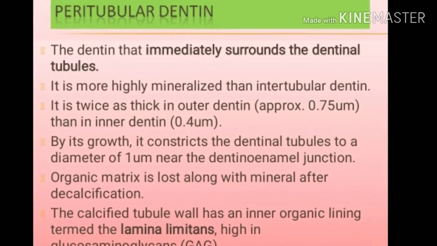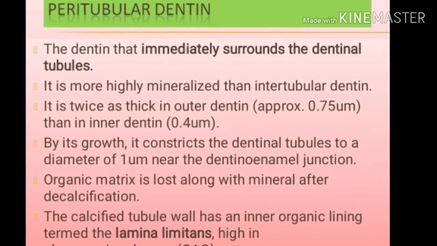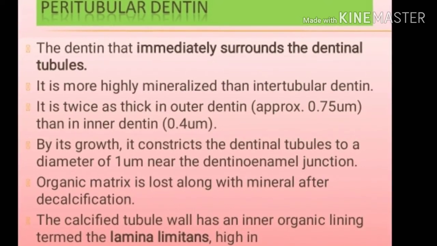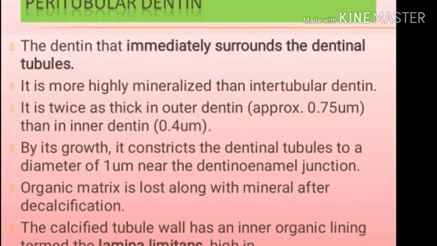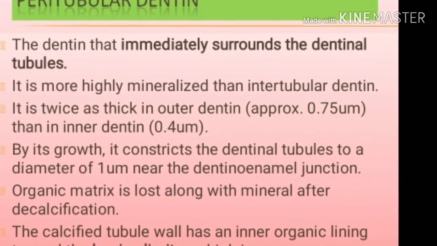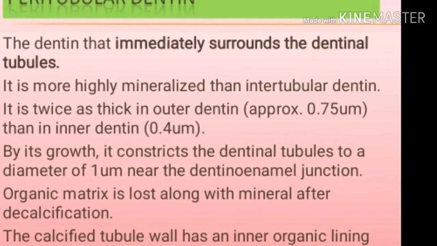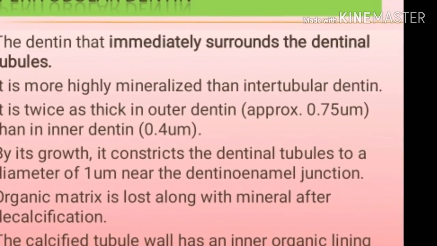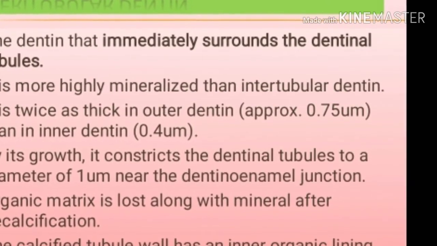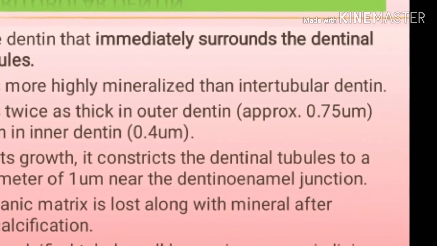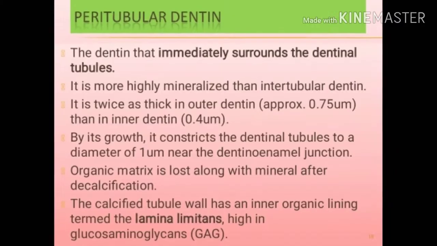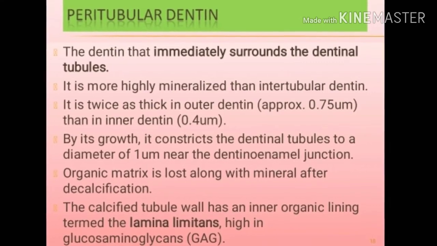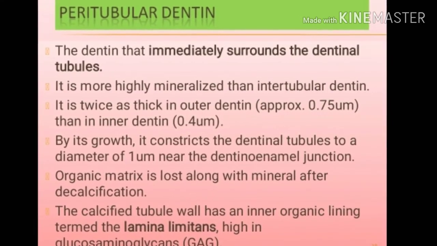Organic matrix is lost along with the mineral after decalcification. The calcified tubule wall has an inner organic lining termed the lamina limitans, high in glycosaminoglycans. Intertubular dentin forms the main body of dentin. It is located between the dentinal tubules, or more specifically between the zones of the peritubular dentin. Its organic matrix is retained after decalcification.